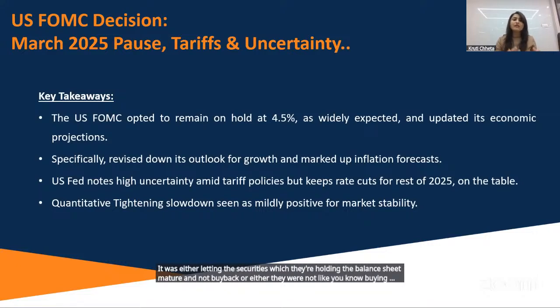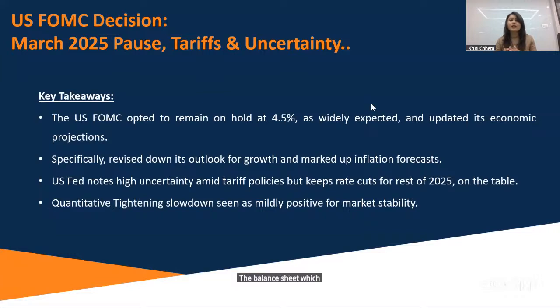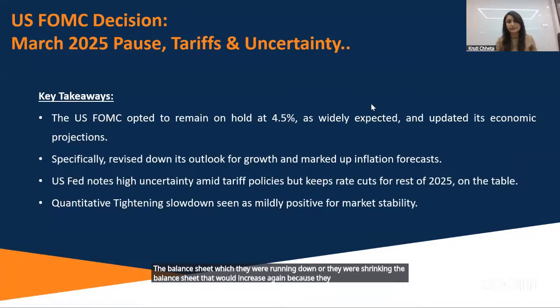So now they have decided that since there is a tightness in the system, with liquidity showing up, they would buy back the securities whatever the quantum is maturing, and they've committed that they will buy towards the longer tenures rather than the shorter tenures. So this means that the balance sheet which they were shrinking would increase again because they will buy back again. So these are some of the highlights of the policies.